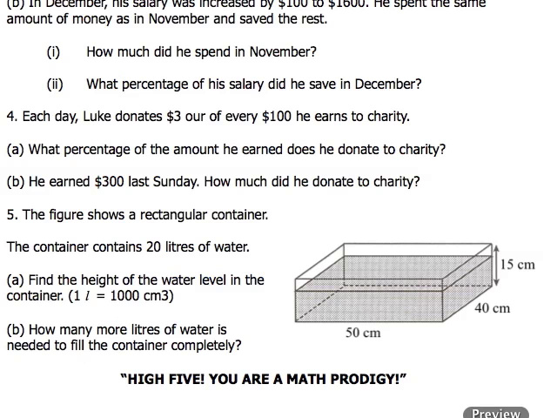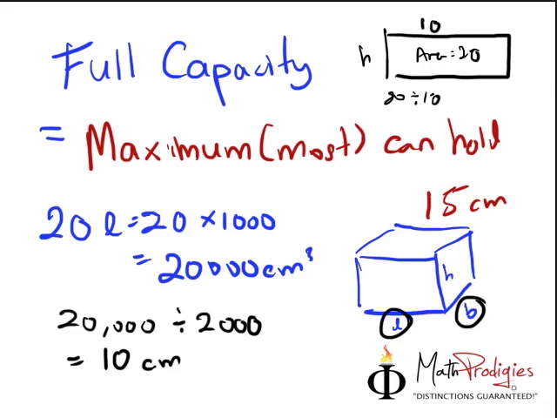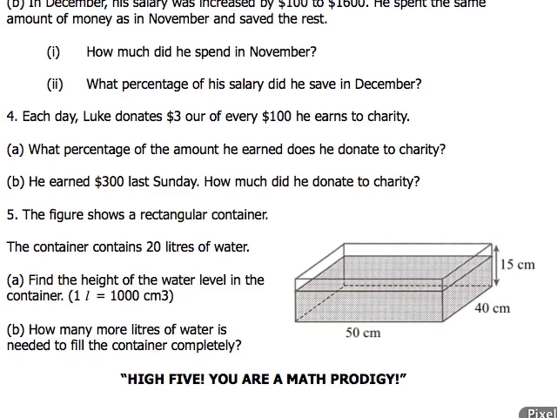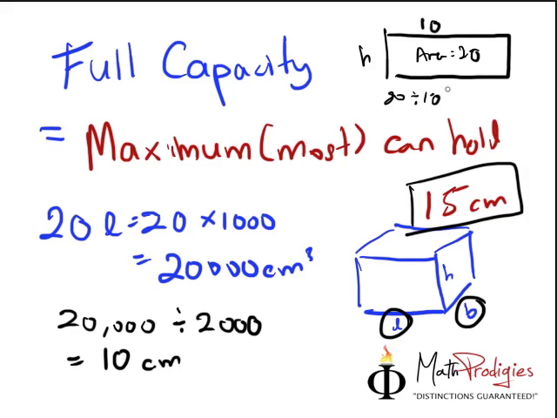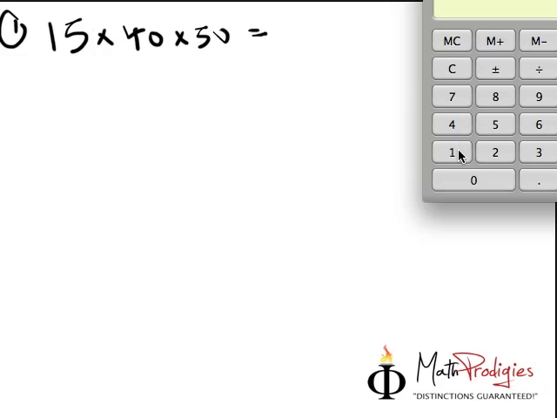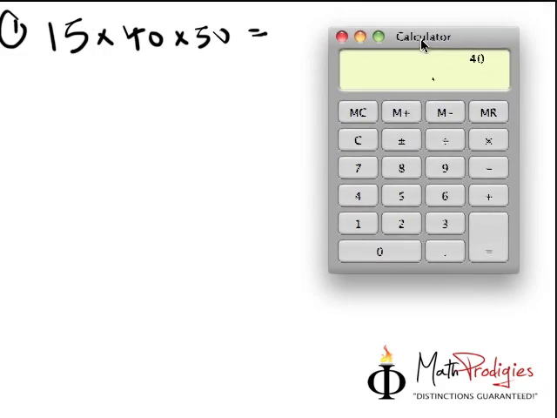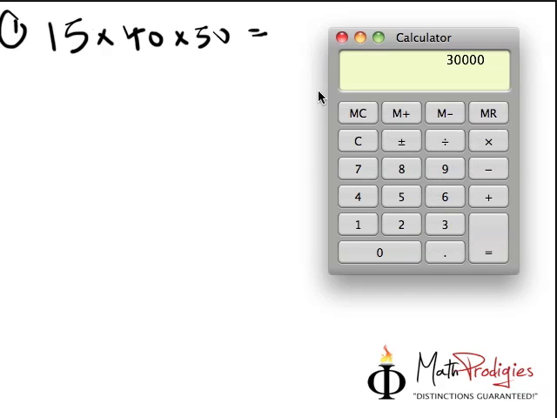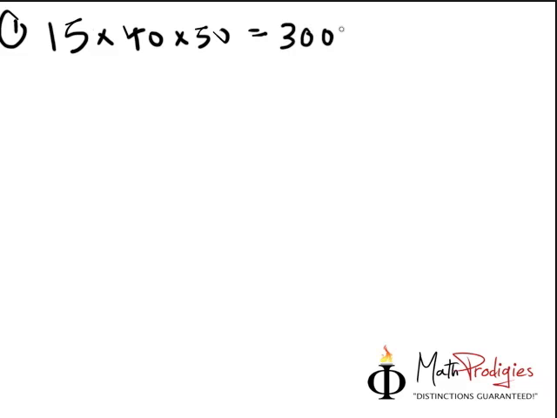And for part B, how many more liters of water is needed to fill the container completely? Either you can find a long way. Basically, you take 15 cm times 40 times 50, and then you find the full capacity. Okay, I'm going to do both ways so that you can see. So the first way is to take 15 times 40 times 50. Then I will find the total amount of water in there, the volume. 15 times 40 times 50, so you get 30,000 cm cube. That means full capacity is 30,000 cm cube. But right now, how many do you have?